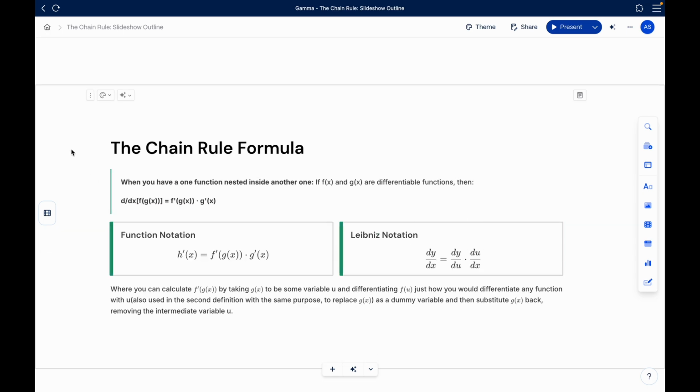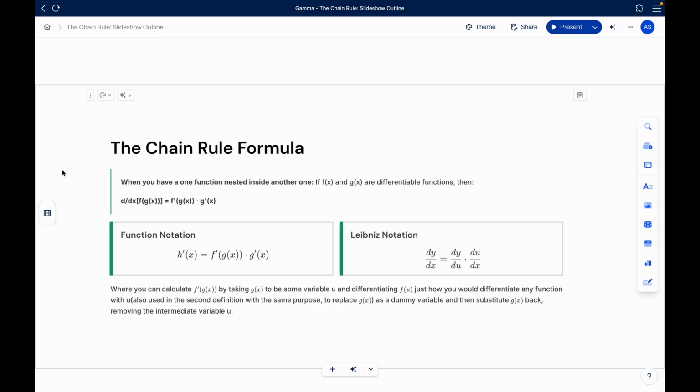The chain rule formula is, if we have one function nested inside another, if f of x and g of x are differentiable functions, then d over dx of f of g of x is equal to f dash of g of x times g dash of x.